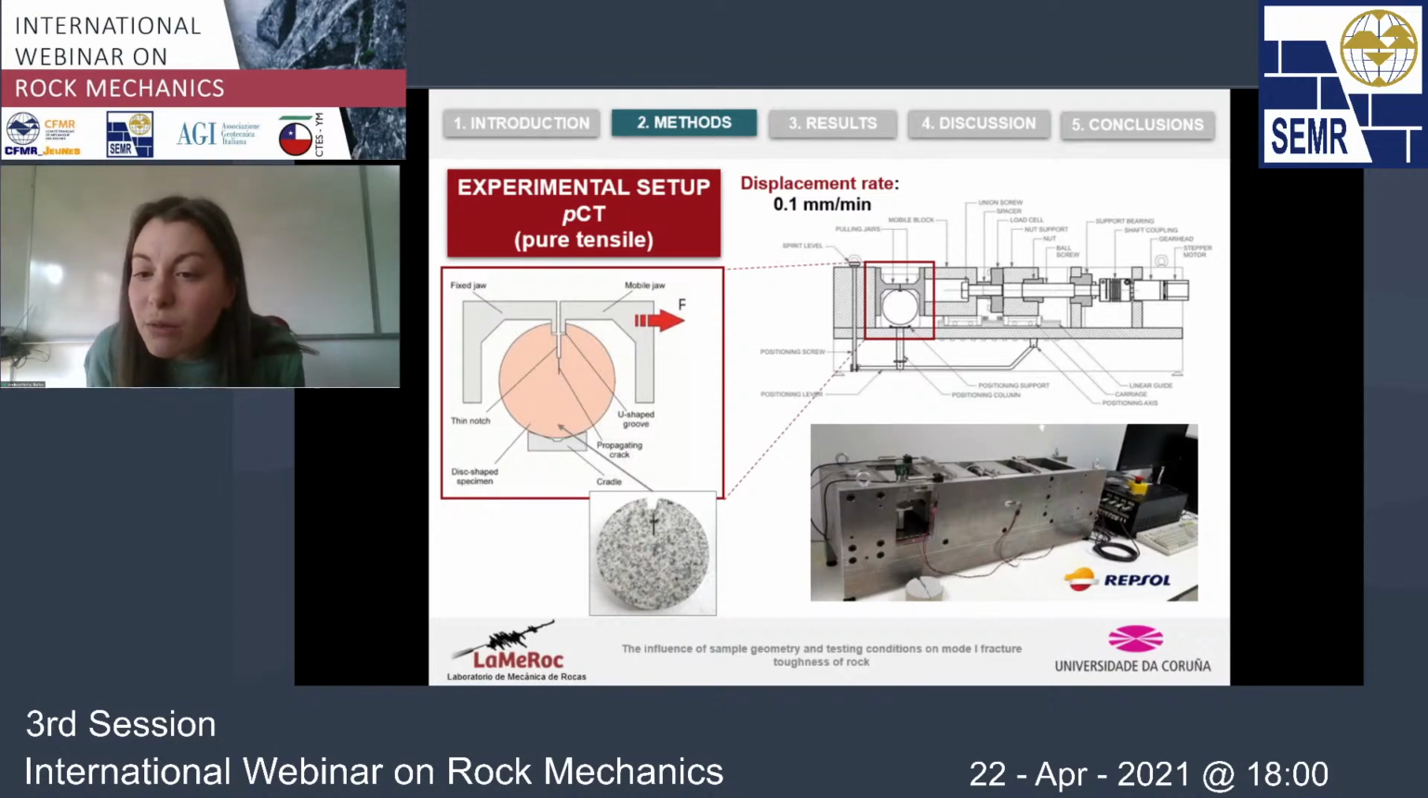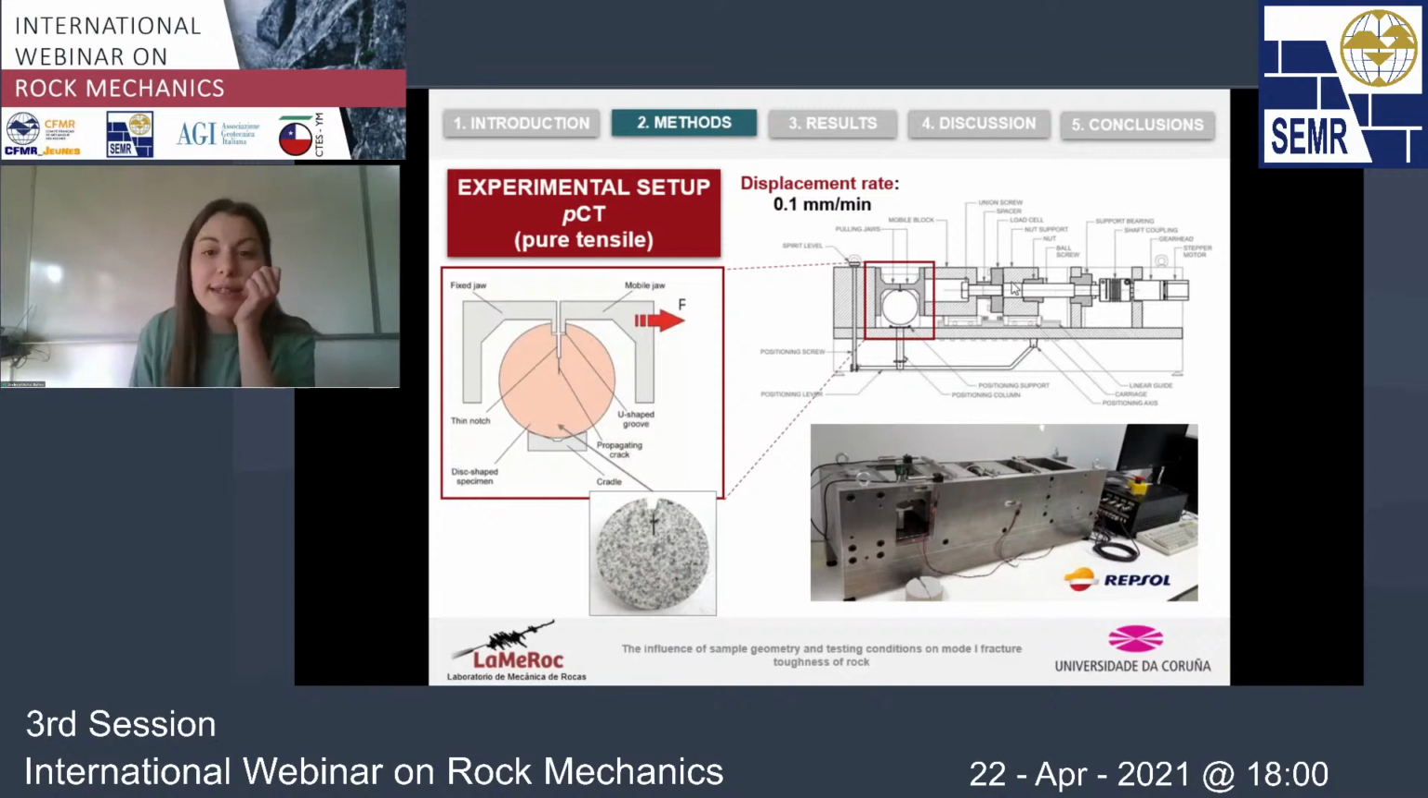Sorry, could you please tell me what kind of sensors you used for recording the stress and displacement? Strain gauges, transducers? So for the PCT here, we are measuring the stress. You can see it here. There is a load cell here, in the case of the PCT a 50 kilonewton cell, and we measure the load using this cell.